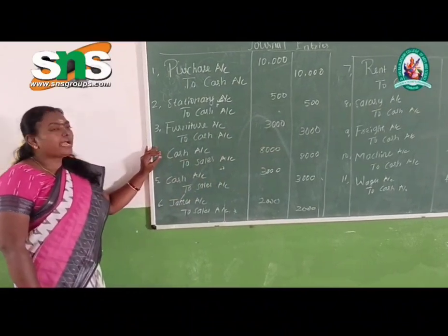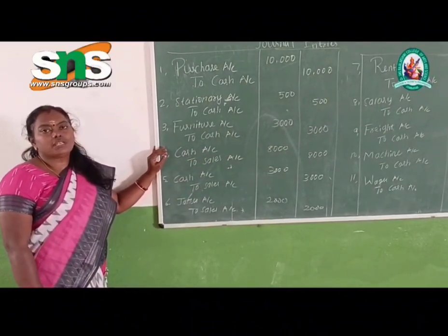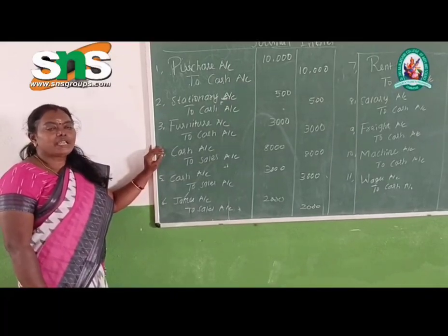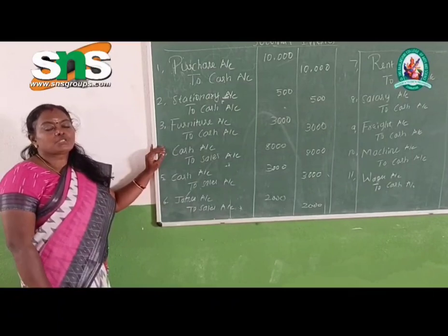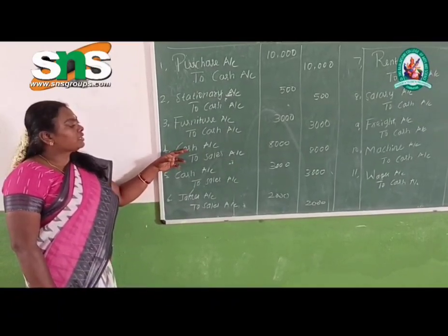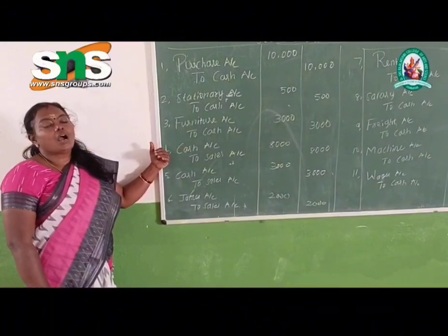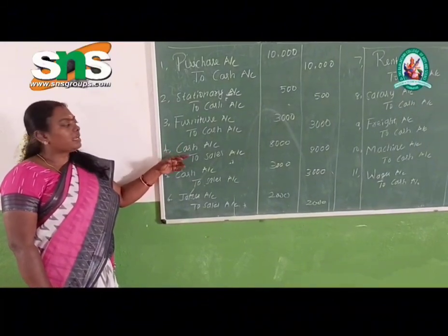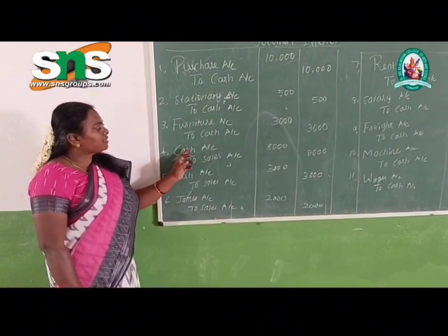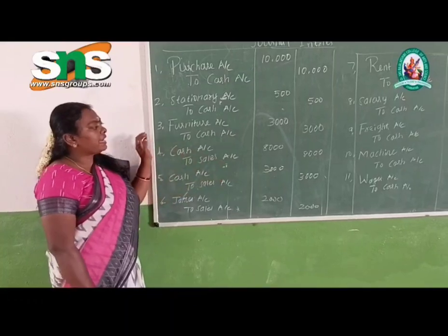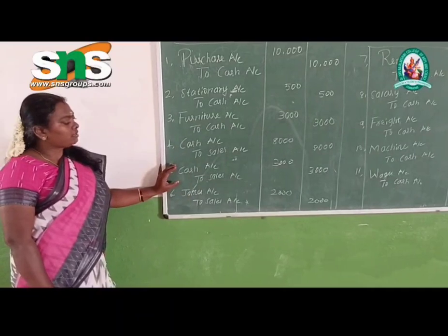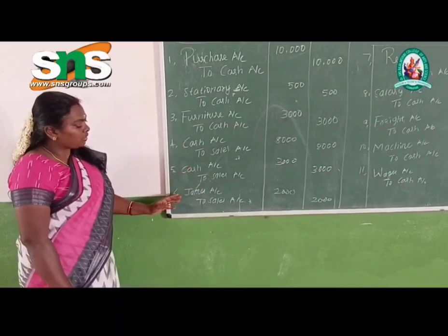Next, cash sales. So the two accounts involved in this transaction are cash and sales. Sales is an income for the company, so sales comes on the credit side. Automatically, out of sales, cash comes inside the company, and cash which comes in comes on the debit side. Cash account debit to sales account, rupees 8,000. The same thing applies to cash sales also.